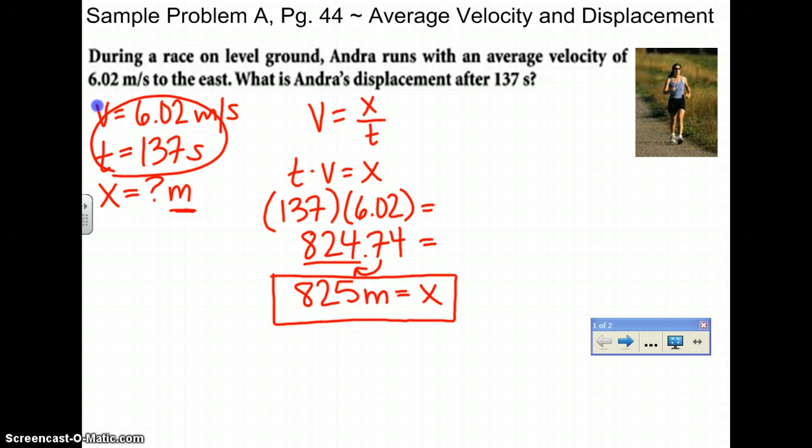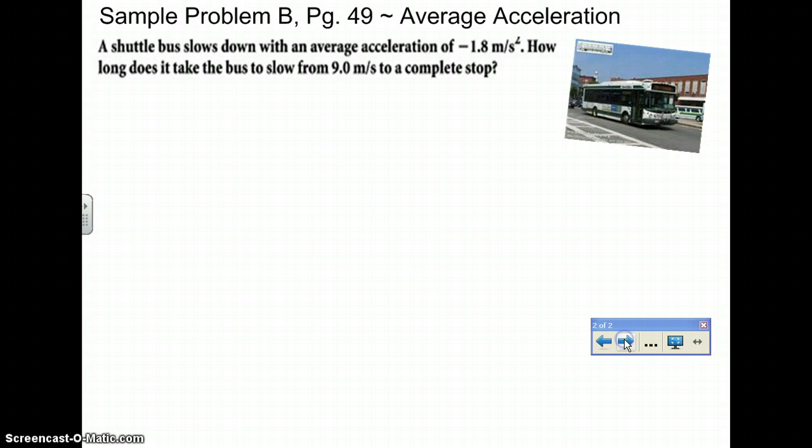Let's move on to B now. Sample problem B. We're on page 49 in your textbook now. So this section was about average acceleration. Here's your problem. A shuttle bus slows down with an average acceleration of negative 1.8 meters per second squared.